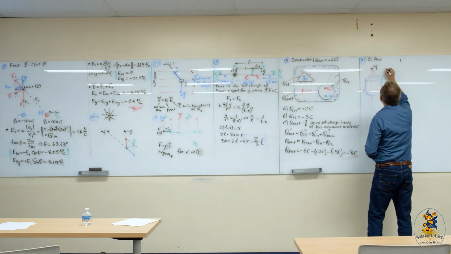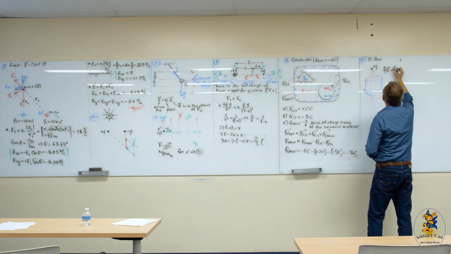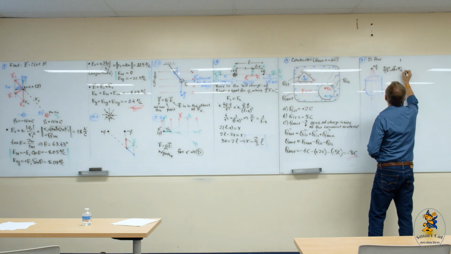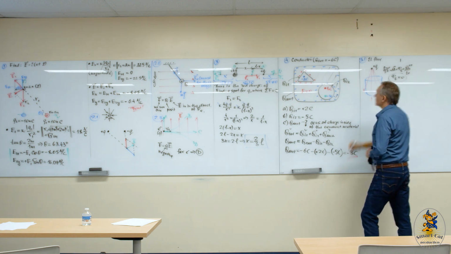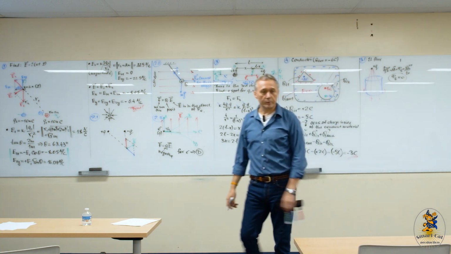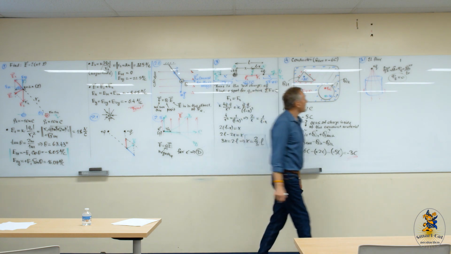Indirect way, through Gauss's law. The integral of E dot dA, which is the electric flux, equals Q enclosed over epsilon naught. Since Q enclosed is 0, the electric flux is 0. That's the indirect way through Gauss's law.